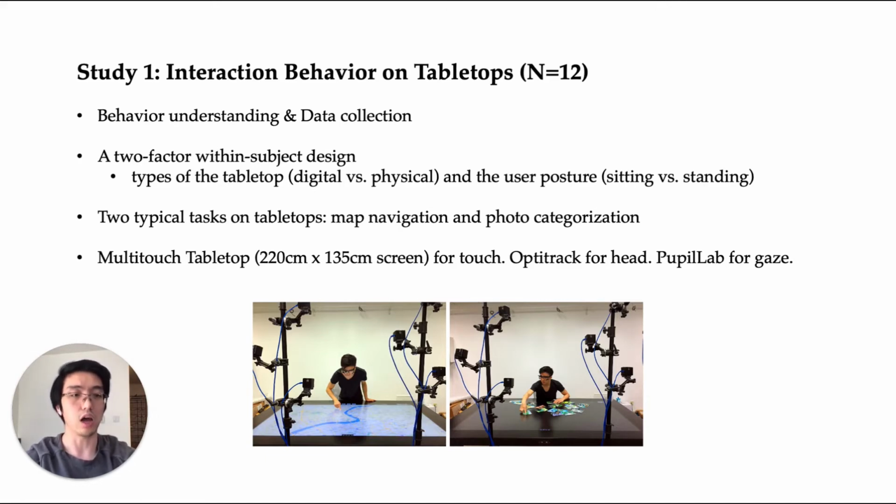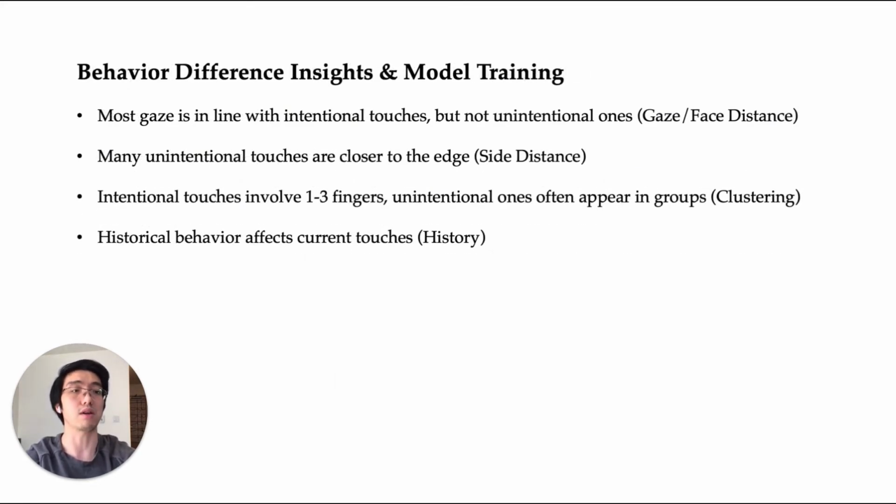After the study, 2 researchers went through all touch data and annotated whether it was intentional or not, according to the behavior data and also the video recordings of the study. We briefly summarize our findings of behavior differences and the implications for feature extraction here. First, the majority of the gaze is in line with intentional touches, but not with unintentional ones. This reveals the importance of the distance between the gaze and the touch points. Second, a large number of unintentional touches are closer to the edge compared to intentional ones. This means the distance to the edge might be very useful.